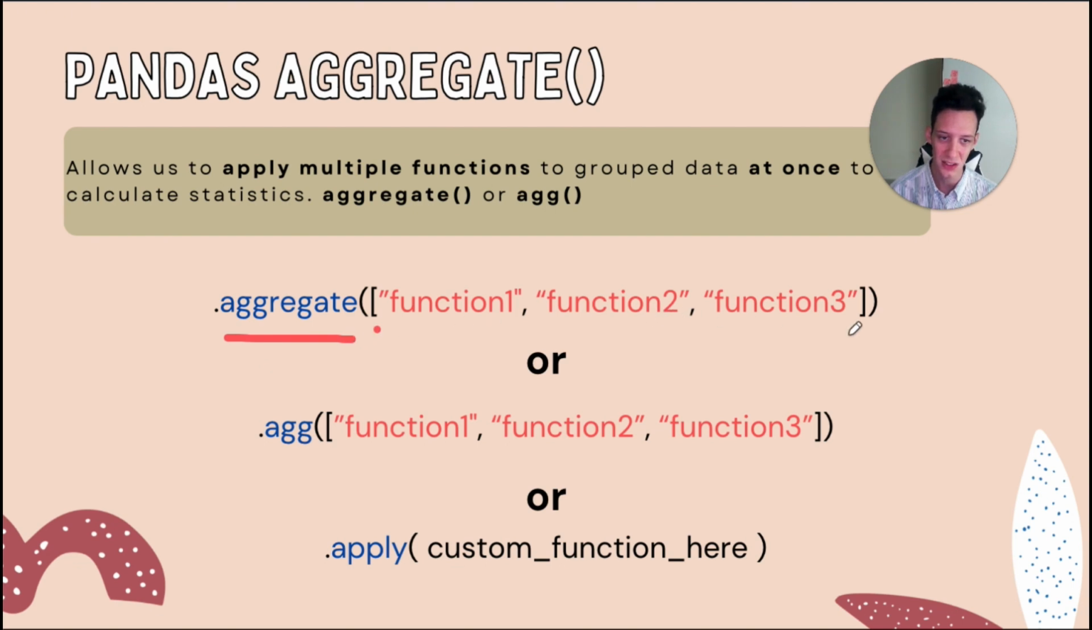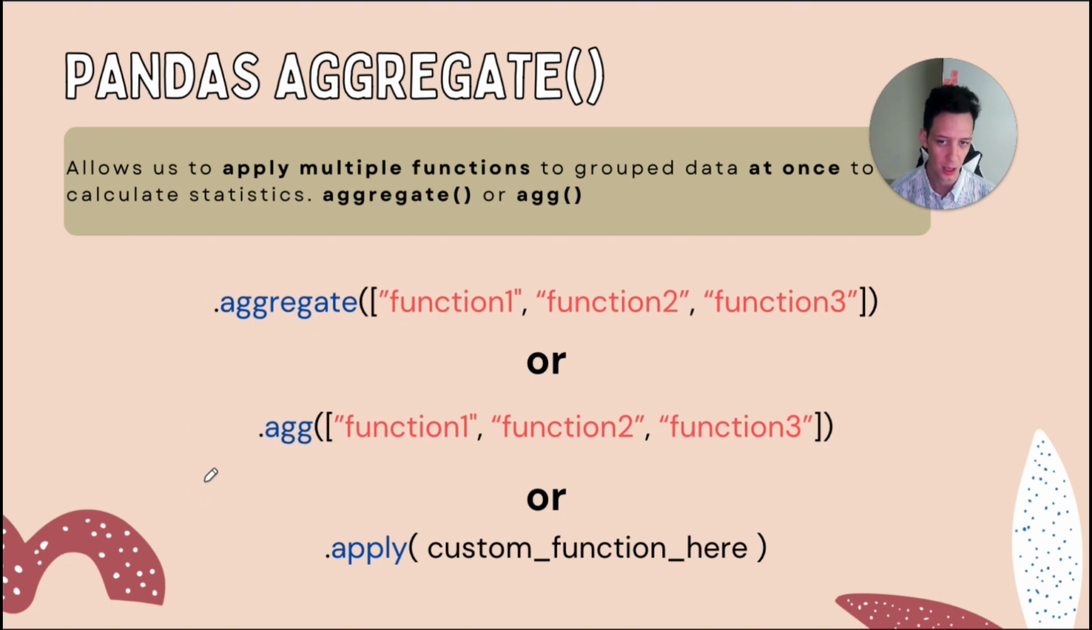Aggregate takes a list, and inside as a string, we put the name of the function. We don't need the parentheses, it's just the name of the function. So for example, max, min, mean. And these are all going to be applied at the same time. Okay, so now these are using Python built-in functions. Okay, and remember that these 2 are working together. It's the same thing, right?